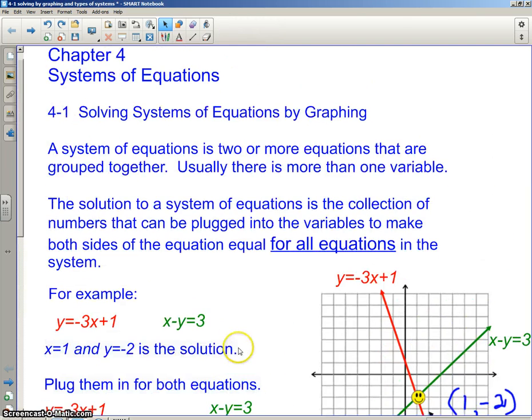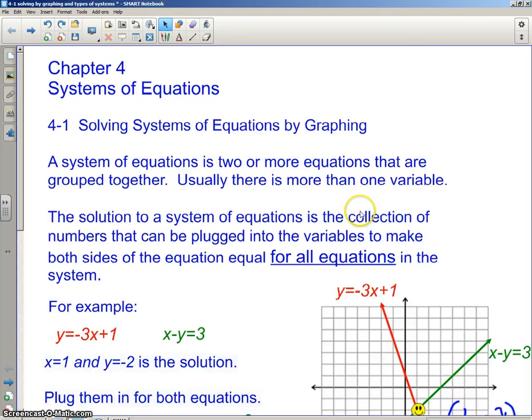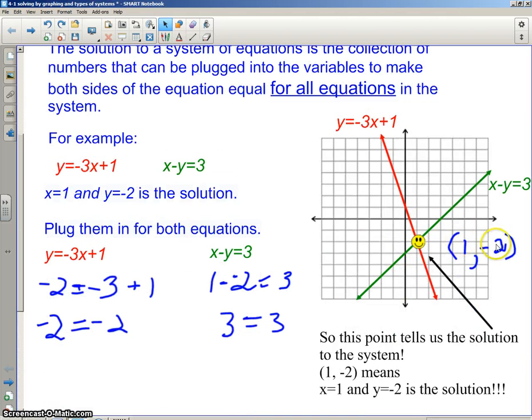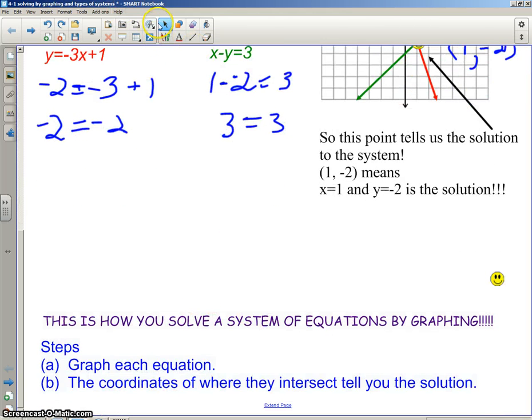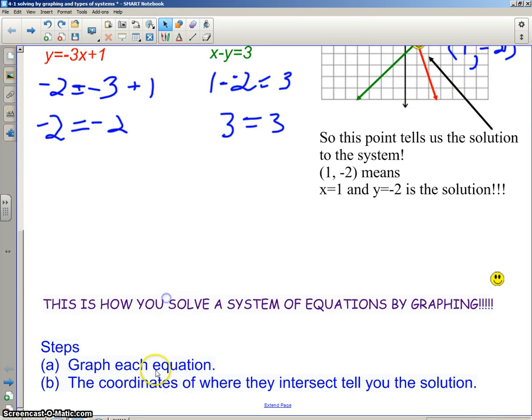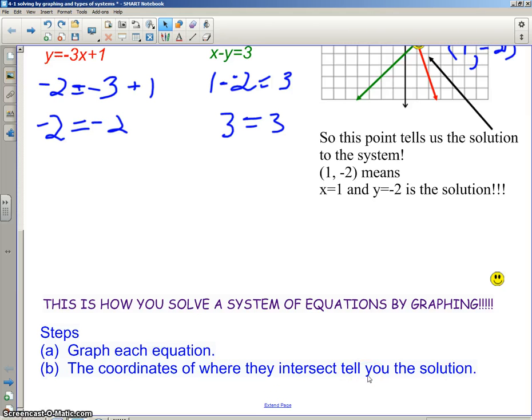And then if you go back up here, remember, it's the collection of numbers, so the x and y. There's one solution, which is the x and y. So the solution is 1, -2: x equals 1, y equals -2. Okay, so that's how you solve a system of equations by graphing. You graph them both, figure out where they crisscross, and that's the answer.